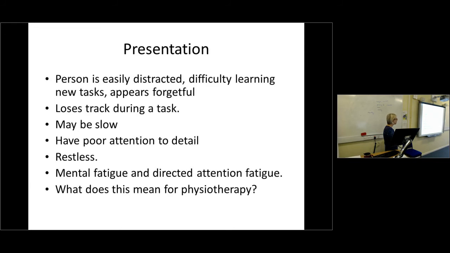We already talked about losing track during a task. So you may find that they are slow, which is kind of an unexpected thing, but somebody might just be a lot slower in what they're doing. Not noticing their mistakes, so having poor attention to detail. So they might not notice when they've got things wrong. So they might have poor awareness of the environment around them, so they might not be attending to things that are happening within the environment, obstacles or things that they have to navigate.